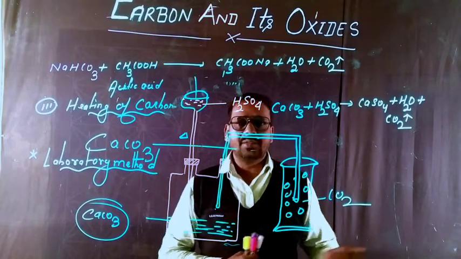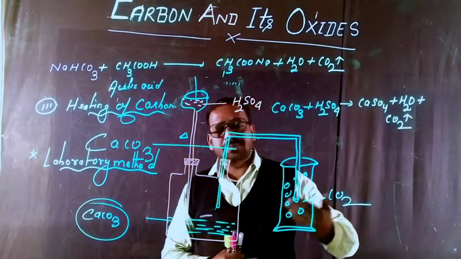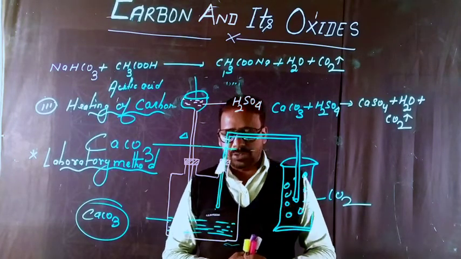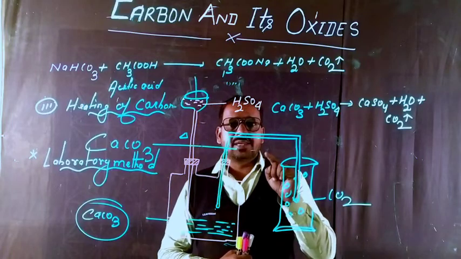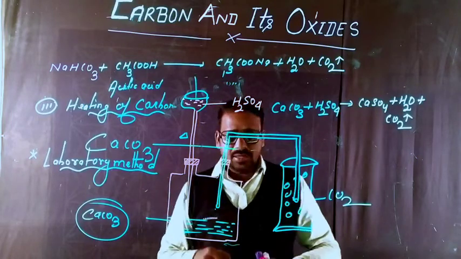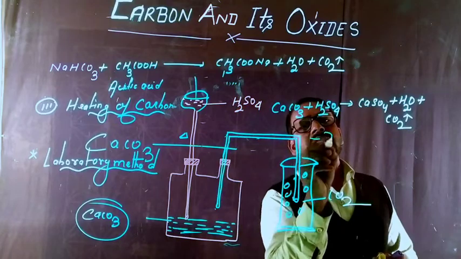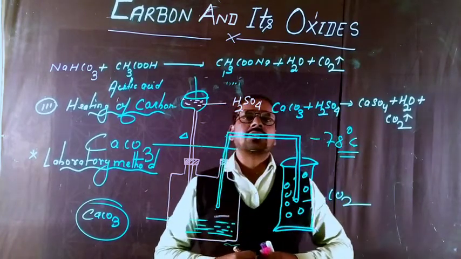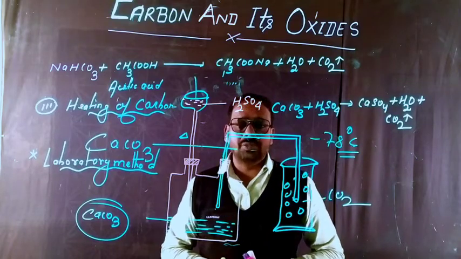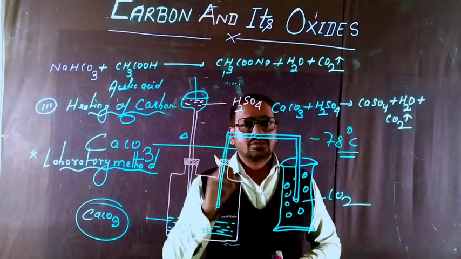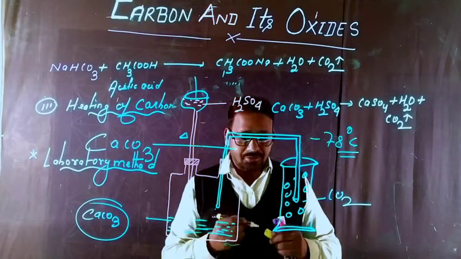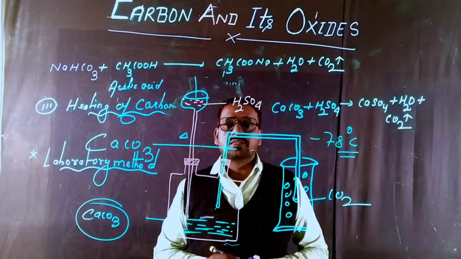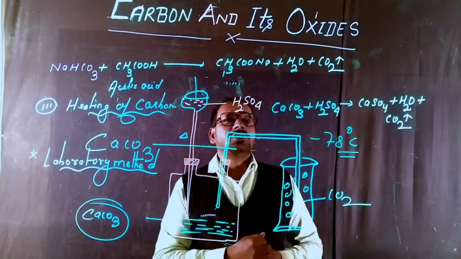It can be liquefied by applying high pressure, and further we maintain the temperature at minus 78 degrees Celsius. At minus 78 degrees Celsius, the liquid carbon dioxide will be turned into the solid form, that is called dry ice. And some few physical properties.